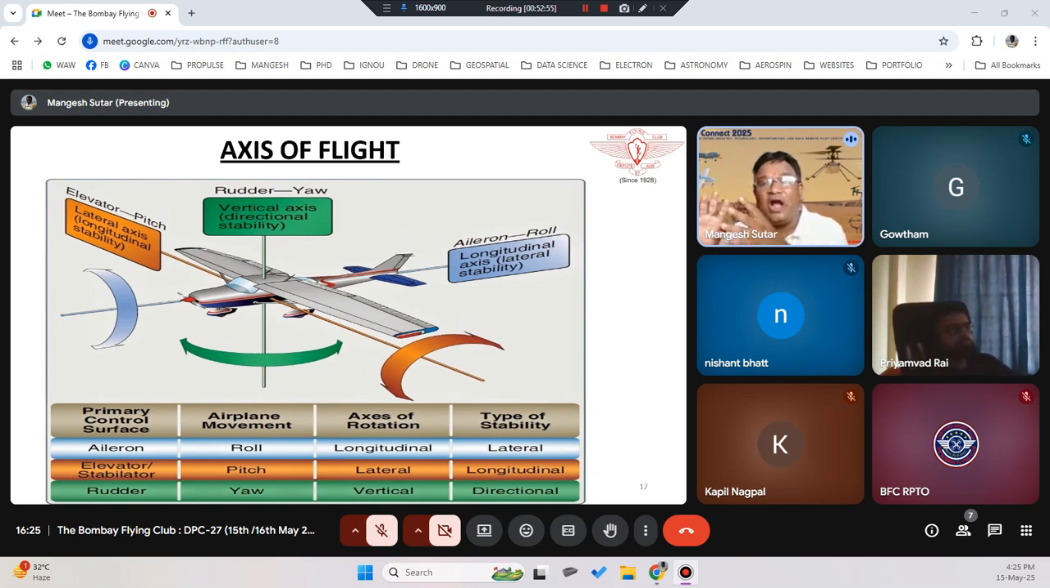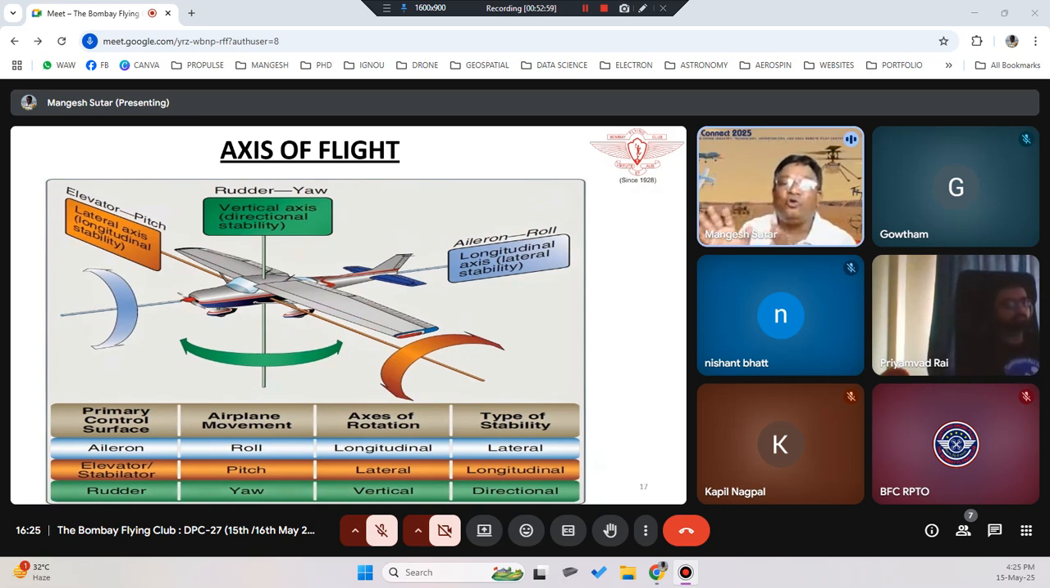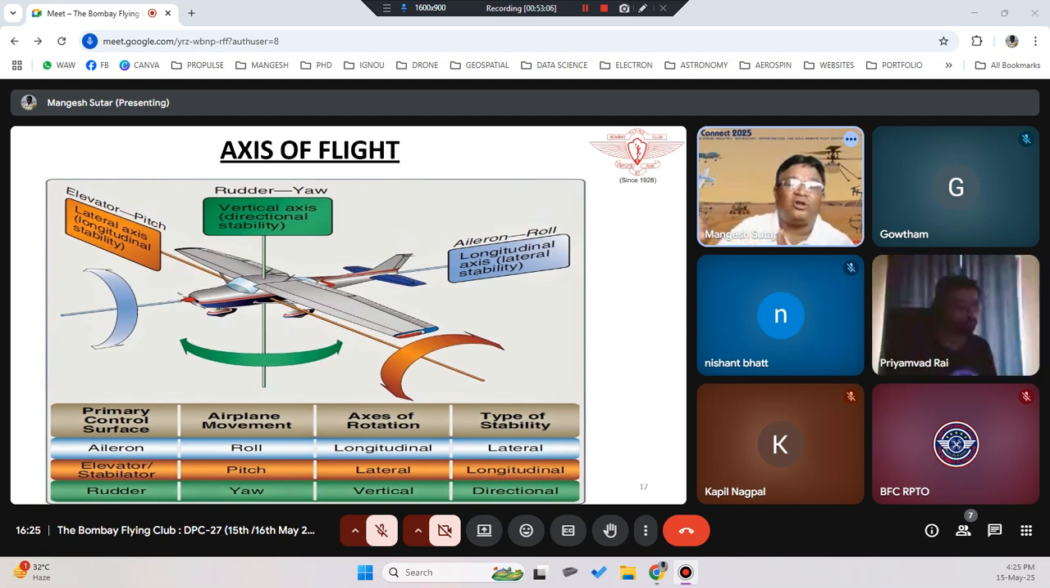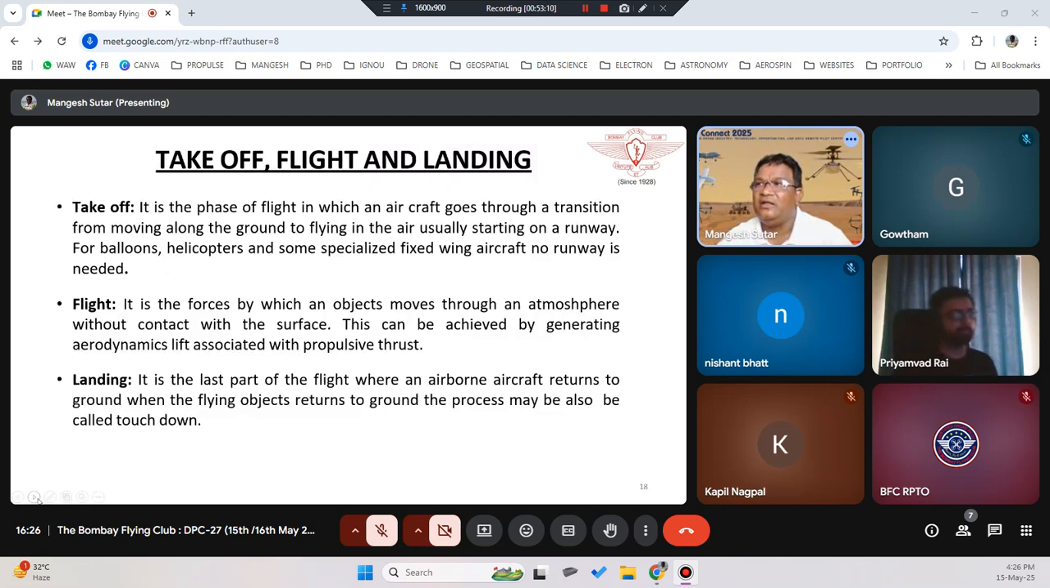Now we need to understand how these are applicable for our rotorcraft, because we are training under the rotorcraft category. So we are talking about rotorcraft. How these motions will be in case of rotorcraft or in drones, we'll see in the subsequent slide.